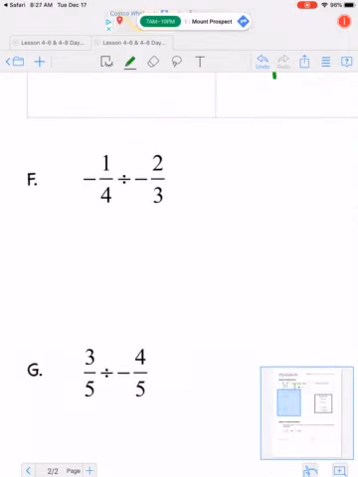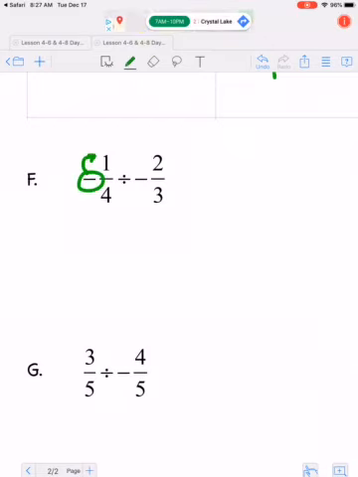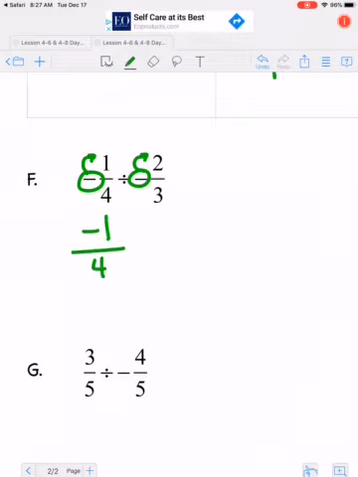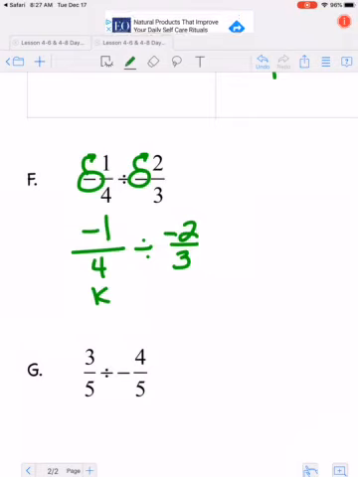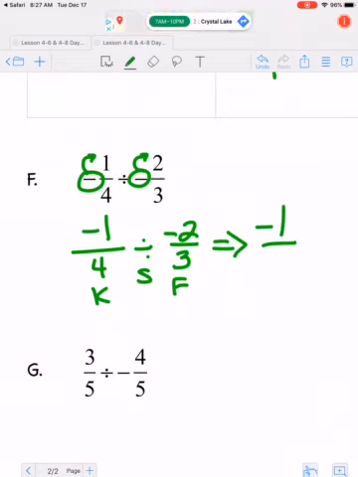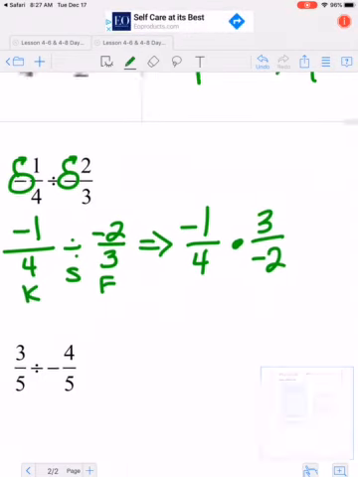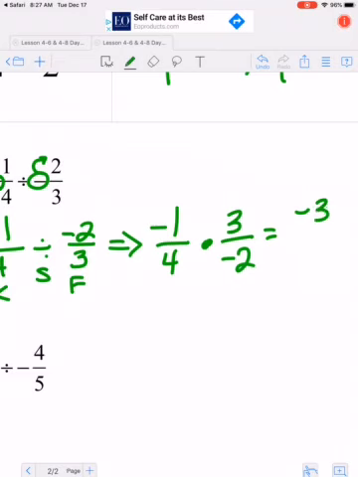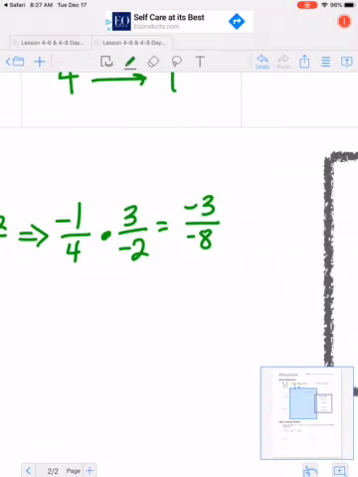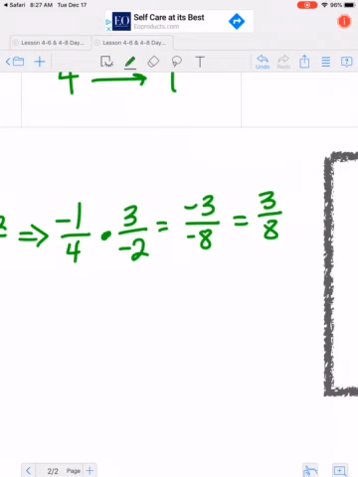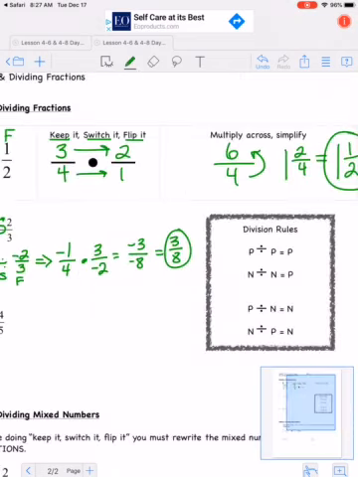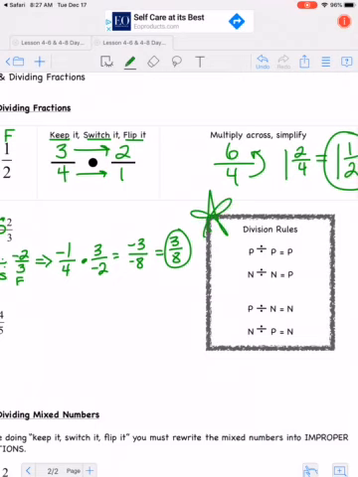Okay, letter F. You're going to take this negative sign and move it to the numerator. So you're going to get negative 1 over 4 divided by negative 2 over 3. Okay, so we're going to do keep it, switch it, and then flip it. So I'm going to have negative 1 over 4 times 3 over negative 2. And you multiply across. So I'm going to get negative 3 over negative 8. And when you have two negatives, they just go away. They simplify to 3/8.